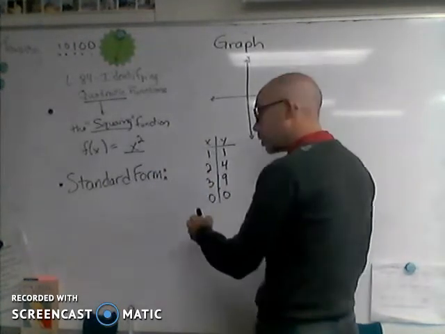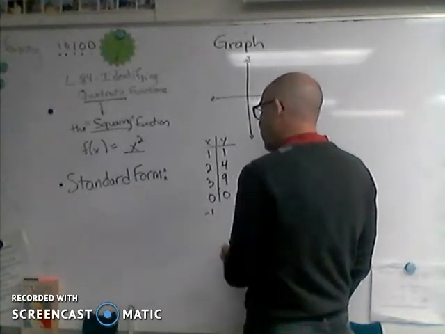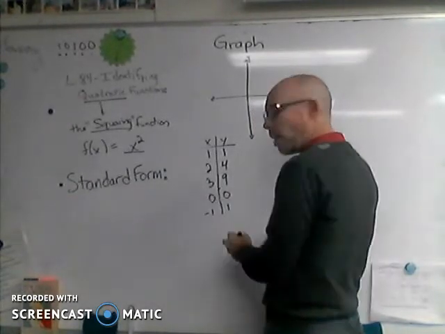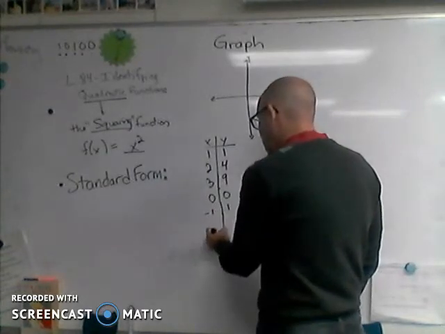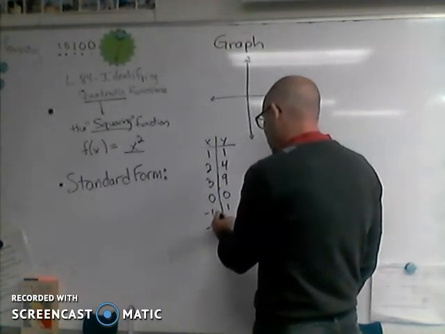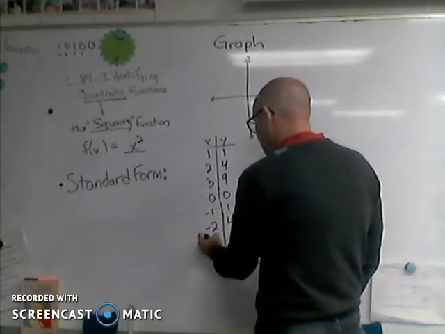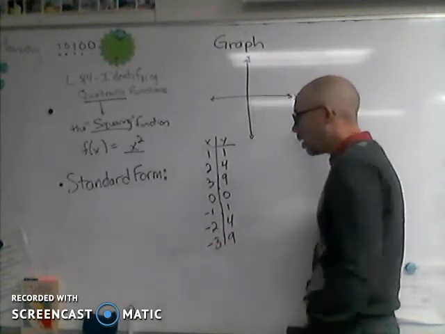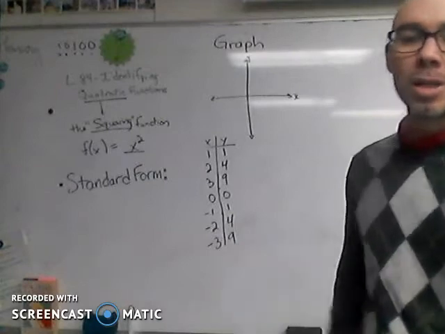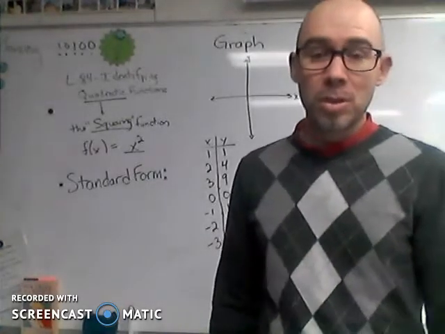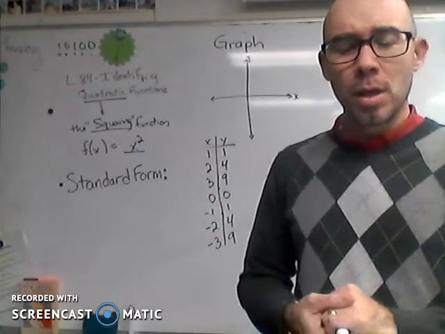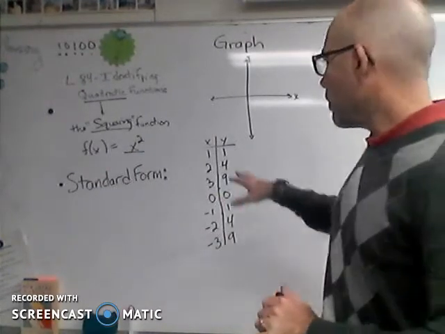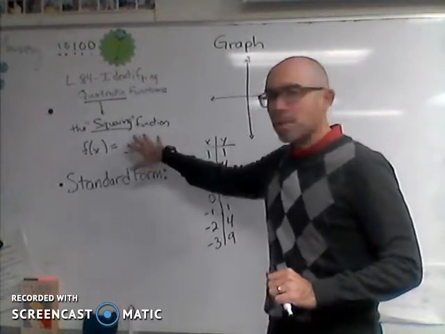If I plug into the squaring function a negative 1, out comes a positive 1. It squares negative 1 times negative 1. If I plug in negative 2, out comes a 4. If I plug in a negative 3, out comes a 9. So I'm going to use this here in a little bit to show you what the picture of the squaring function looks like. Now, this right here is just the beginning.